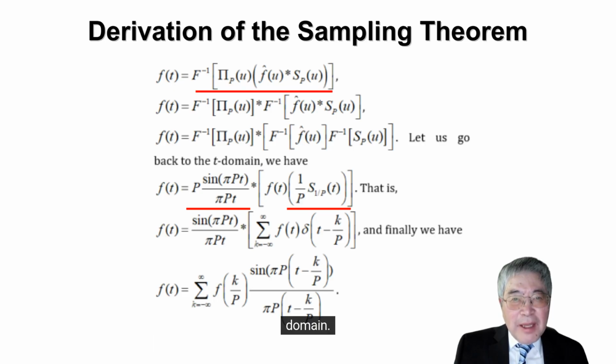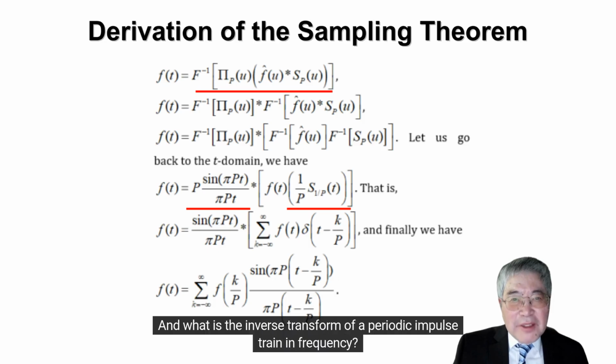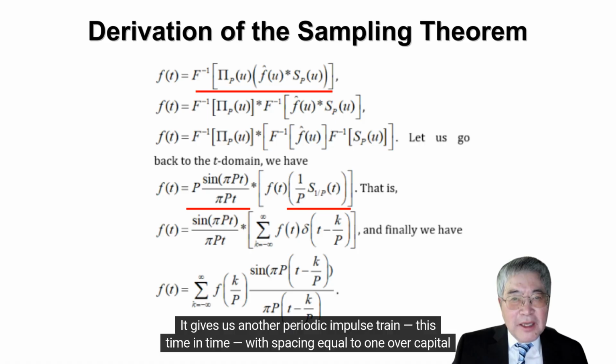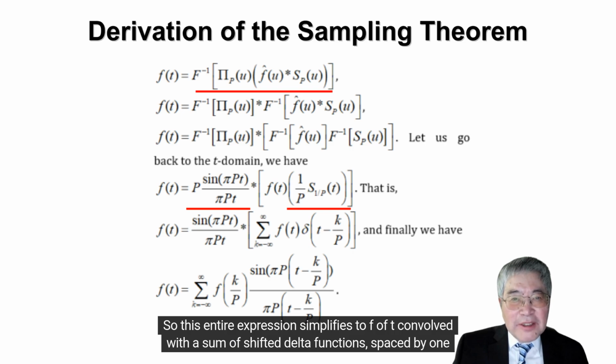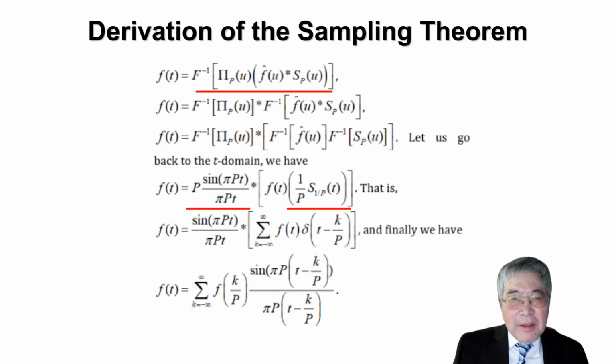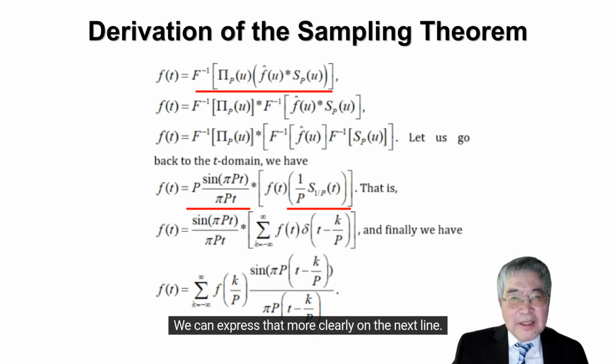the frequency domain. And what is the inverse transform of a periodic impulse train in frequency? It gives us another periodic impulse train, this time in time, with spacing equal to 1 over capital P. So this entire expression simplifies to f of t convolved with a sum of shifted delta functions spaced by 1 over p. We can express that more clearly on the next line.